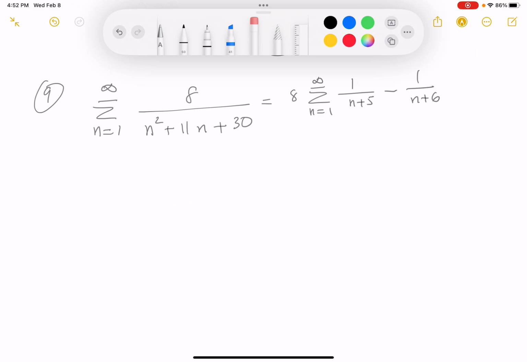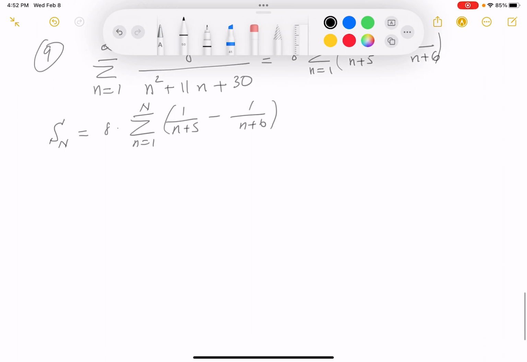All right, so what I'm going to do now is the partial sum. I'm going to write S_N down. And what do you get there? Well, you get 8 times the sum from lowercase n equals 1 to uppercase N. This is finite. I can always do a finite sum. And I'm going to start writing it down.